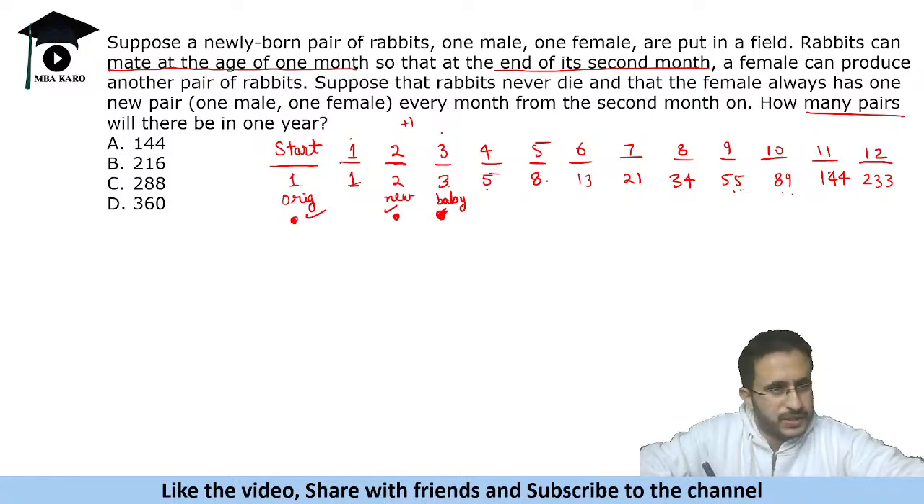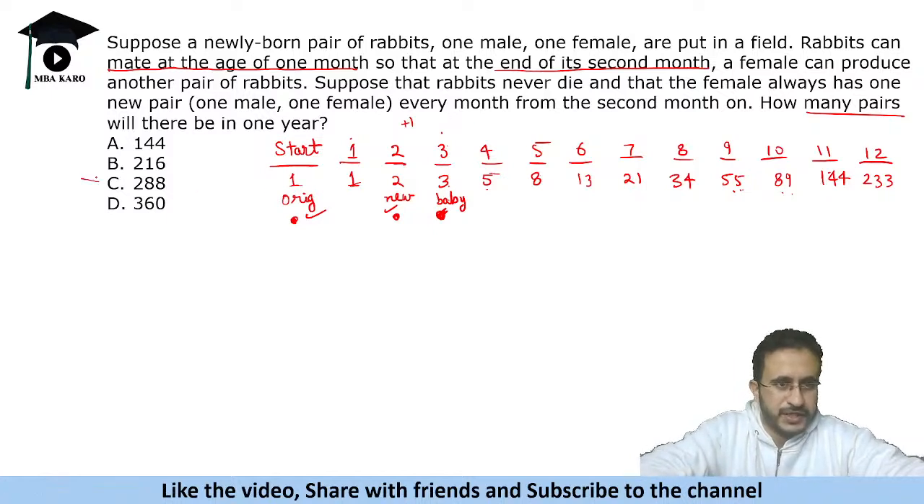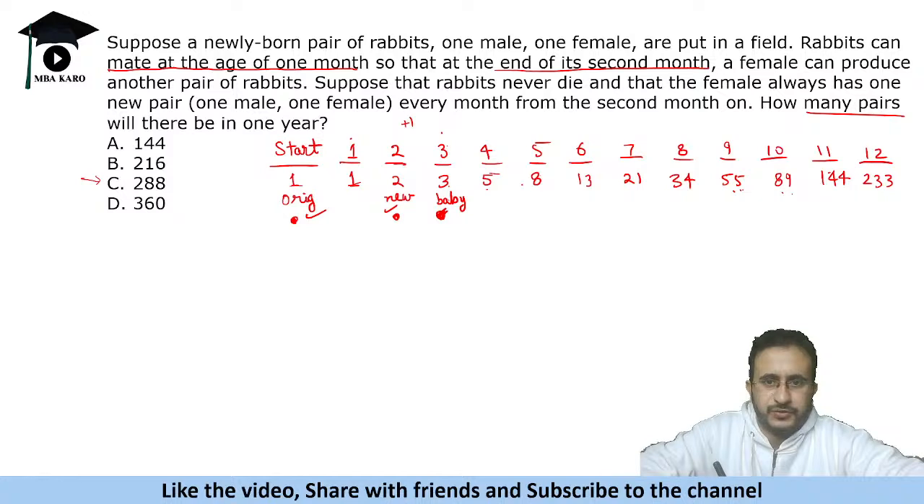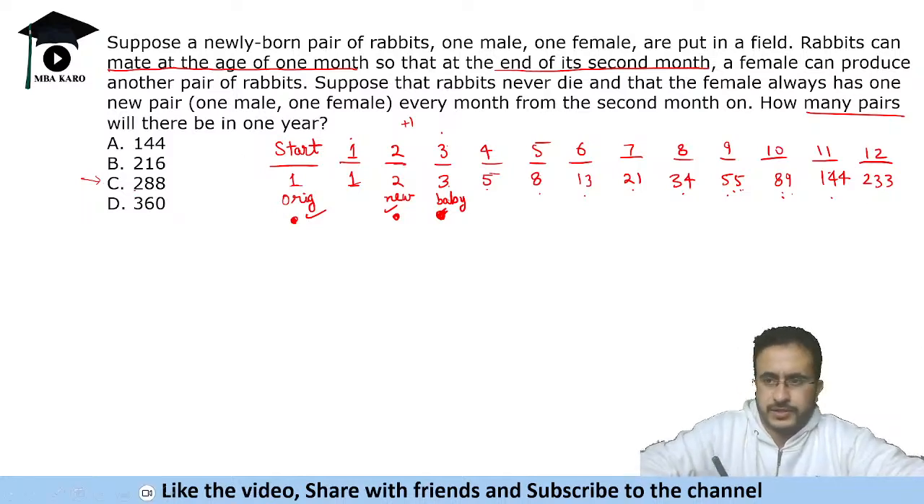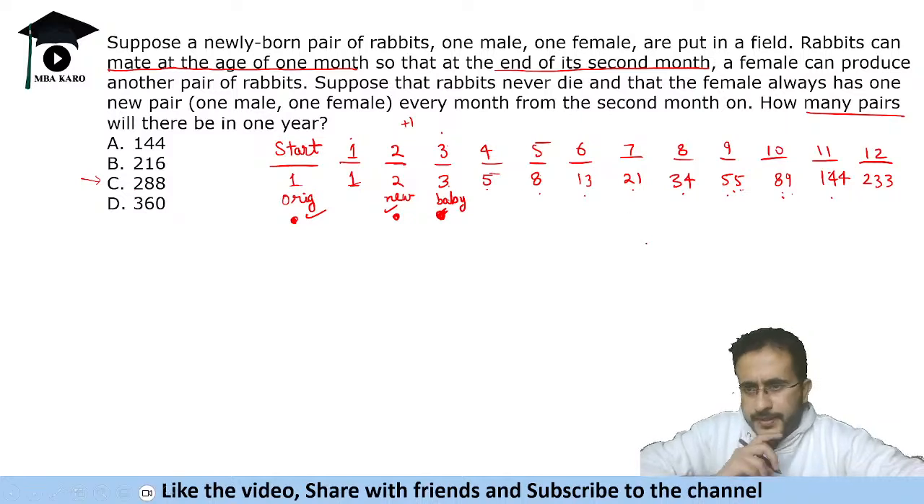So where the question was from, the answer given was 288. I don't know how. I did not solve till the end. I just saw the answer. I knew the logic, but the answer is not matching. 8, 13, 21, 34, 55, 89, 144. This is going correctly. But the sum is not coming as the answer.